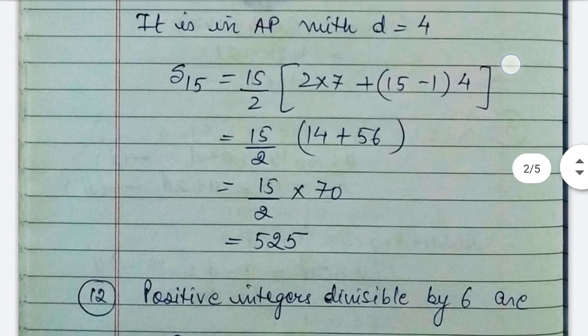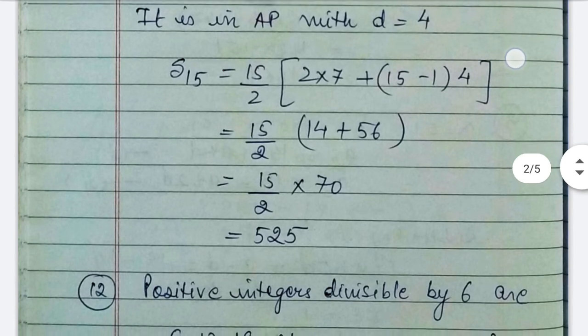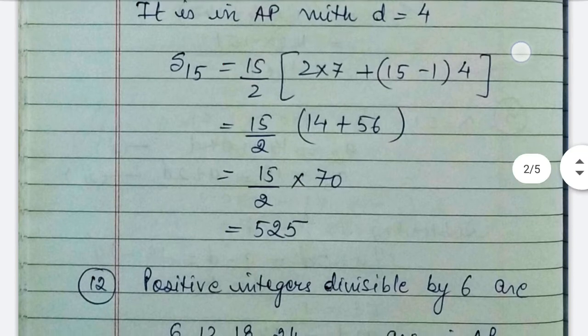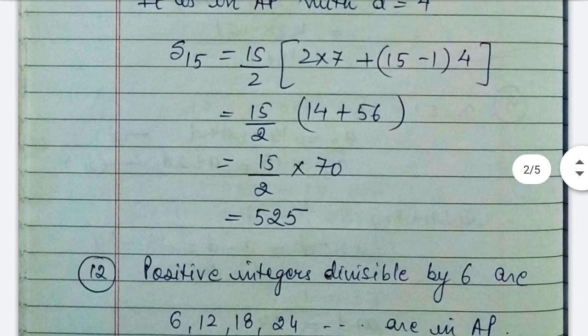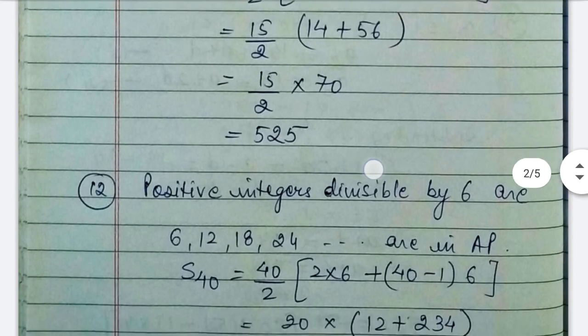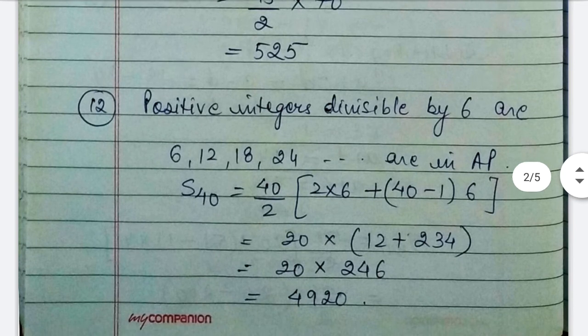Now you have to find the value of S15. S15 is equals to 15 by 2, 2 into 7 plus 15 minus 1 into 4. 15 by 2, 14 plus 56. Solving this, we get 525. Next, number 12. Find the sum of first 40 positive integers divisible by 6.